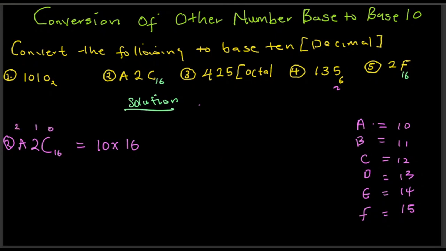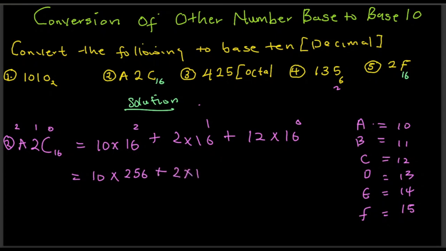So 10 times 16 to the power of 2 plus 2 times 16 to the power of 1 plus C is 12, 12 times 16 to the power of 0. So 10 times 16 to the power of 2 is 256, plus 2 times 16 to the power of 1 is 16, plus 12 times, remember any number to the power of 0 is 1. So this is it.